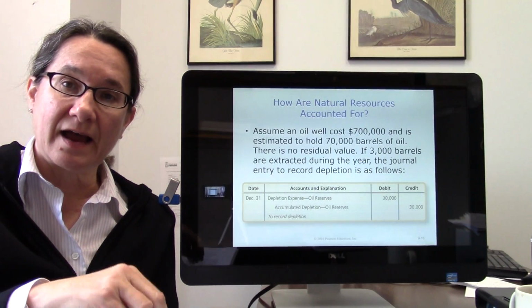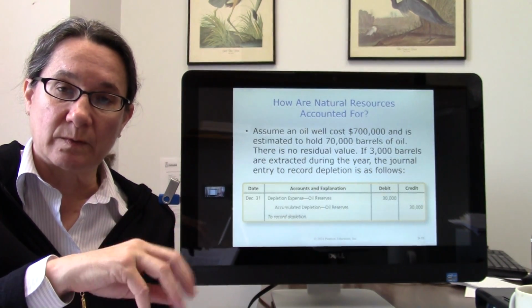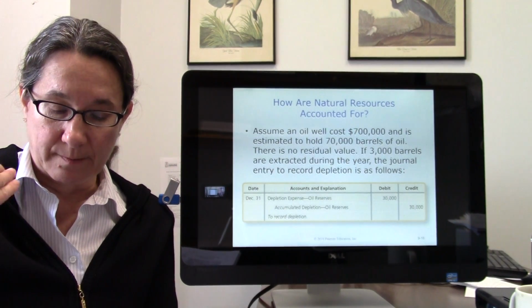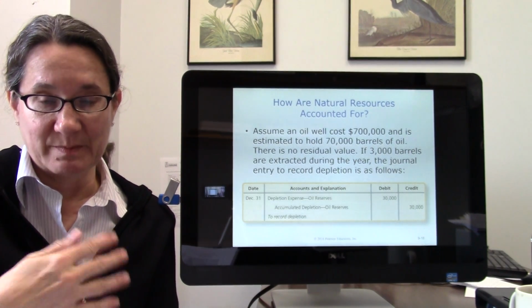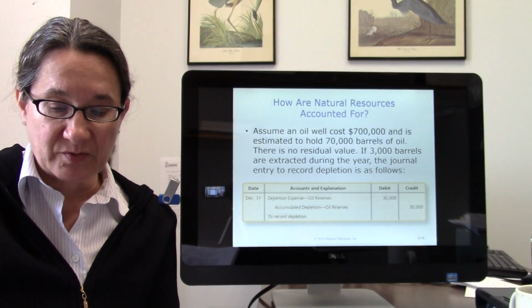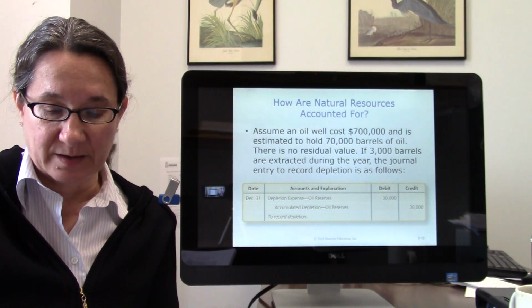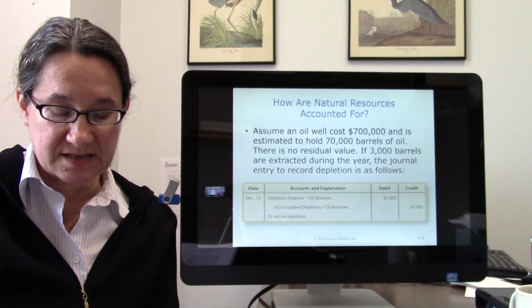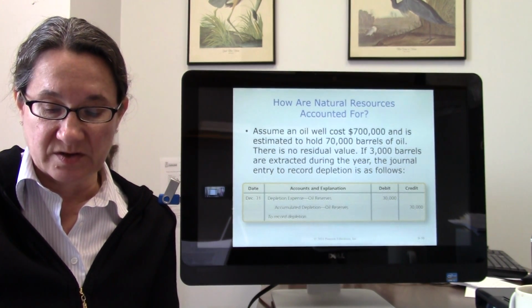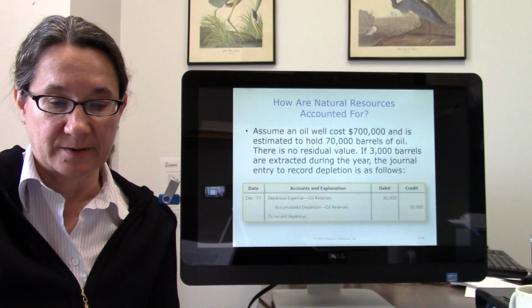So every time the company that owns the oil well takes one barrel out, they're depleting that well by $10. So however many barrels you take out, $10 per barrel. So multiply the depletion per barrel by the number of barrels for the period. So $10 per barrel times 3,000 barrels equals $30,000 of depletion per year.